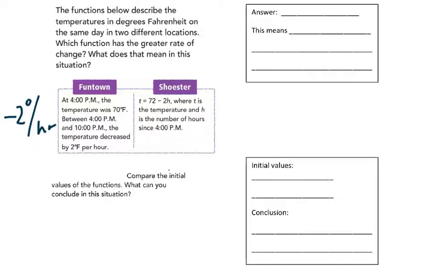In Schuster, we look at the rate of change, which is the slope, and that's the number with the variable. So here, we're looking there. The number in front of the variable is called the coefficient. That is negative 2. So Schuster is also going down 2 degrees per hour. So which one has the greater rate of change? They are the same. And this means that both towns' temperatures are going down at the same rate.